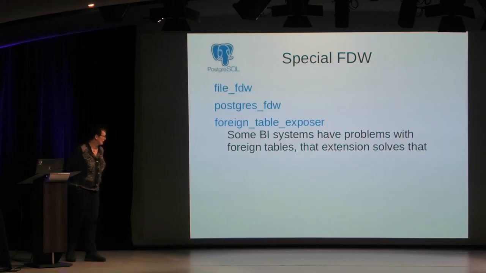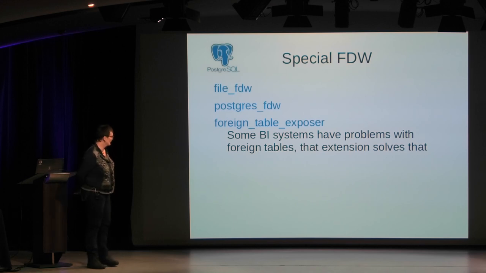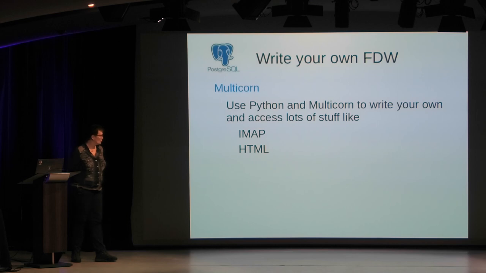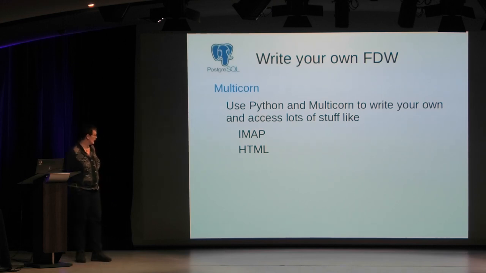Then there is a foreign table exposer extension, because some BI systems have problems identifying the foreign tables as tables inside Postgres. So that solves that problem with some BI systems. And then there is the possibility that you simply write your own based on Multicorn. Multicorn is an extension for Postgres that already has some things implemented. So you can already use IMAP and HTML. So you can query from Postgres directly into IMAP email or HTML.